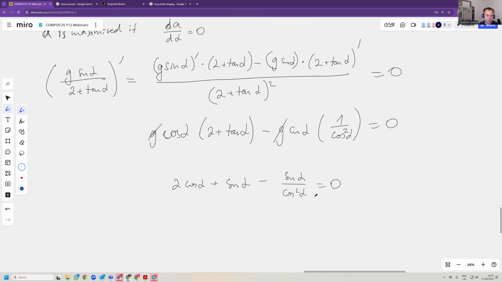And then what can we do here? Multiply everything by cos squared α. Okay, 2 cos cubed α plus cos squared α sin α minus sin α equals 0.